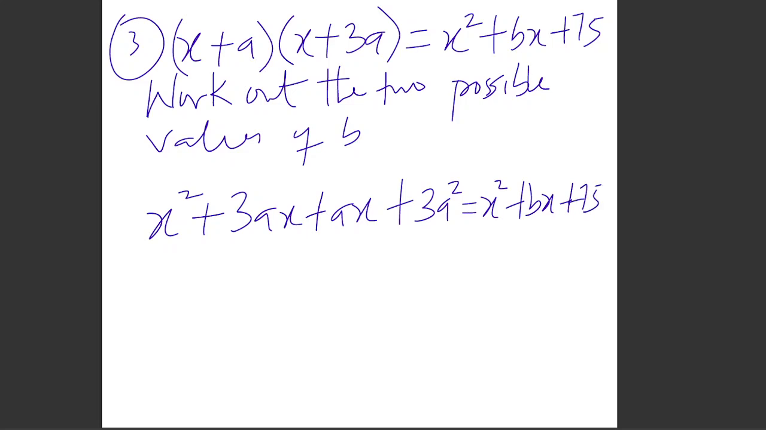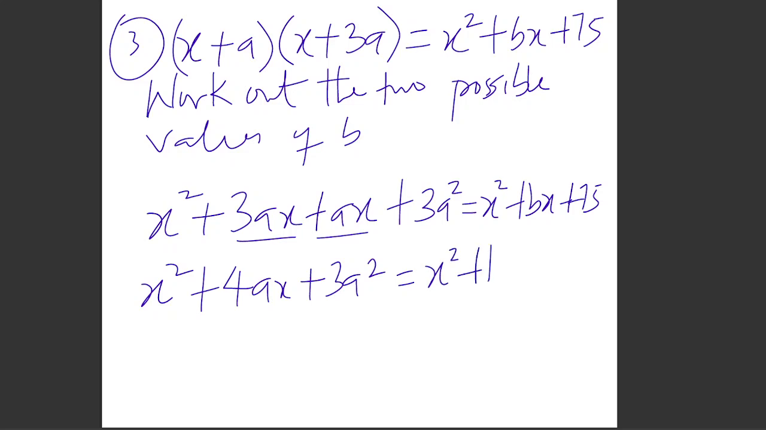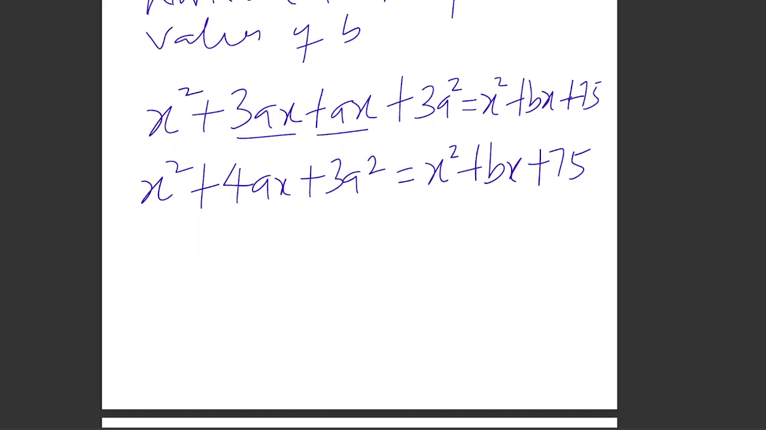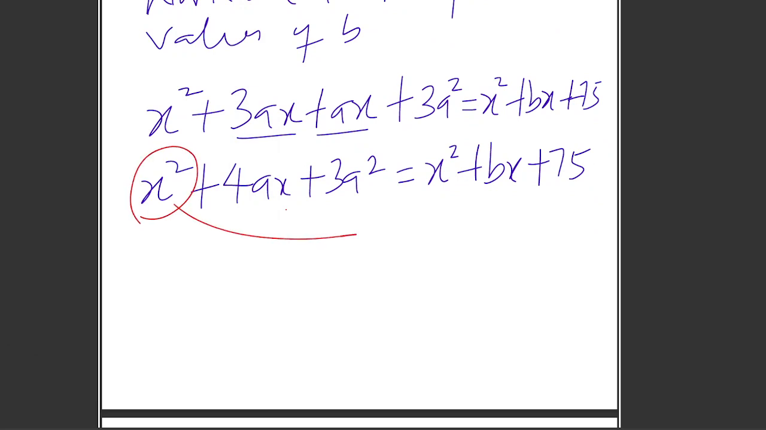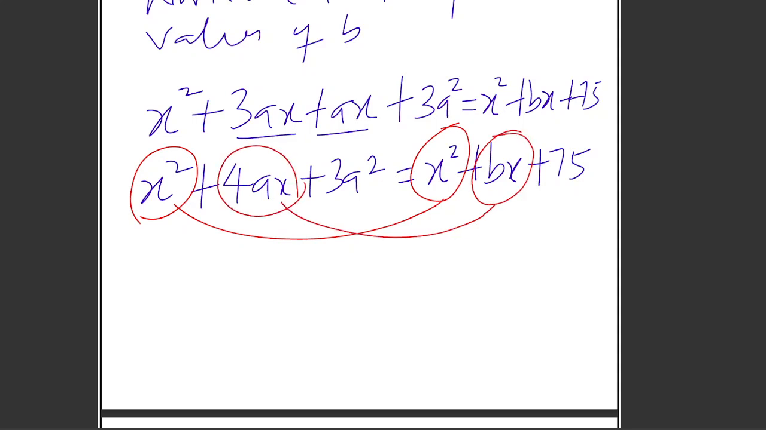All right, so this is going to give us x squared plus 4ax, because 3ax plus ax is equal to 4ax, then plus 3a squared equals x squared plus bx plus 75. So what you are going to notice here is that x squared is the same thing as x squared. All right, 4ax is the same thing as what? bx. They both have x.